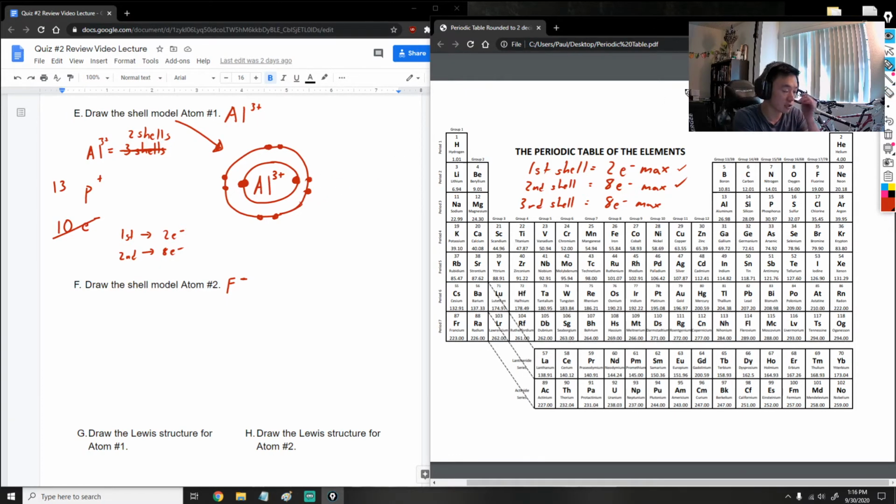Alright, so moving on, we can do the exact same thing for F minus. We said earlier that F minus has 9 protons and 10 electrons, and this information came from the directions. If we look at F on the periodic table, which row is F on? How many shells does F have? You should notice that F is on the second row, because it's row number 1 and then row number 2. So regular F has 2 shells. I'm going to draw F minus and I'm going to draw 2 shells.